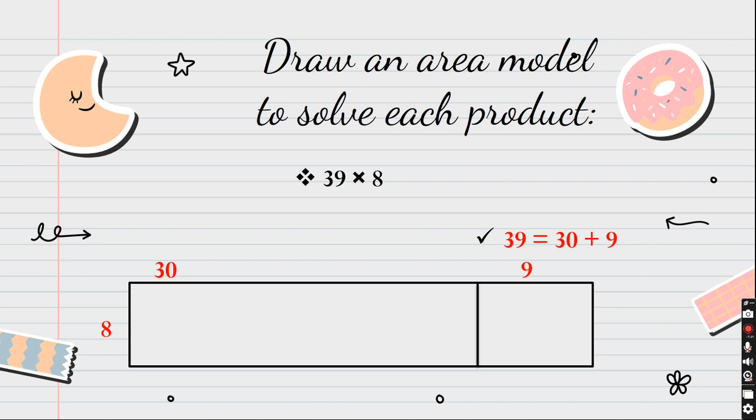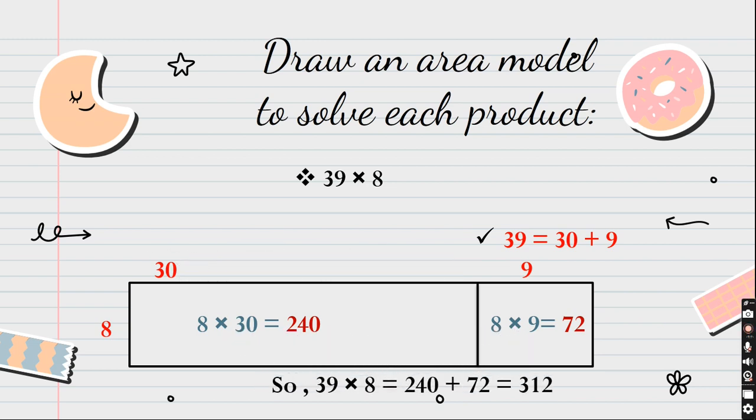Then we multiply. We count the area of the first part and we count the area of the second part. The area of the first part, 8 times 30 equals 240, and the area of the second part, 8 times 9 equals 72. Then we add all the products. 240 plus 72 equals 312. So 39 times 8 equals 312.